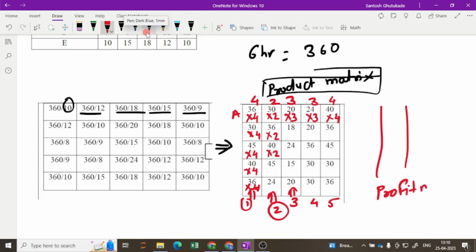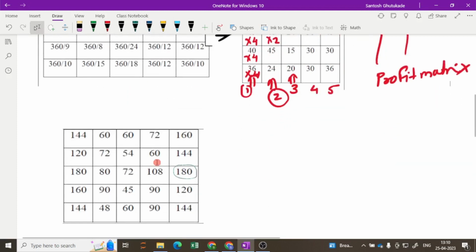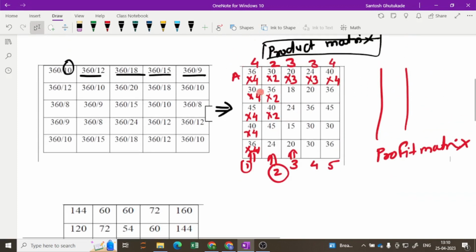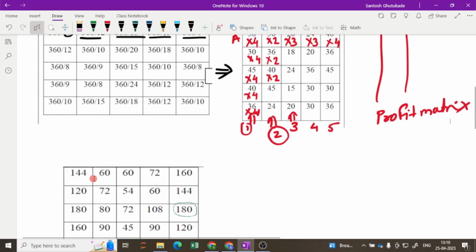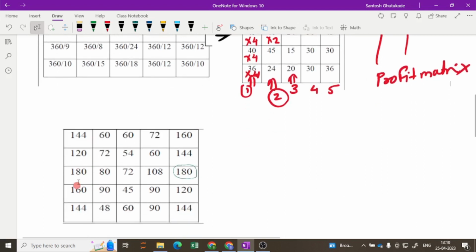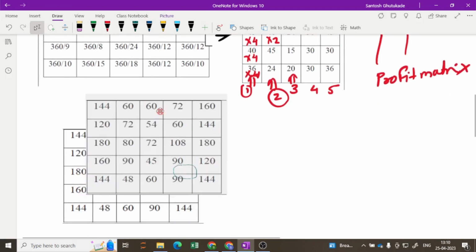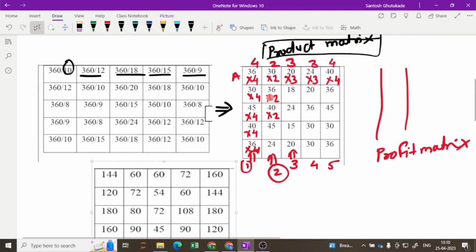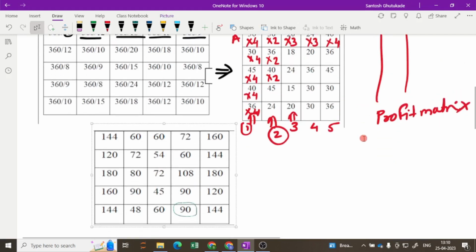Here we prepare the profit matrix by multiplying by the profit values given in the problem. So here we get 36 into 4, which is 144, and 30 into 4, which is 120. You can see this is the answer after multiplication of the matrix. So we can say this is the profit matrix.